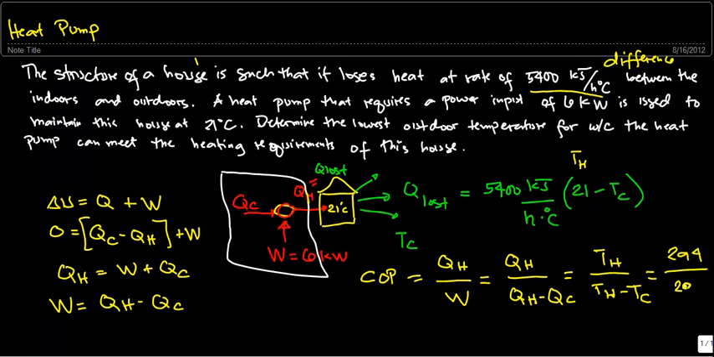Since our TC is in Celsius, we will write TH here in terms of Celsius too, so TH minus TC will be 21 minus TC. Okay, so that's the COP, just being the ratio of QH and W. Now, what are we solving? We want to solve for TC actually. Earlier we said that QH must be able to supply the heat loss. And since the heat loss is known to be this one, 5,400.